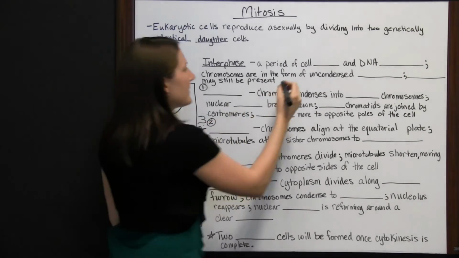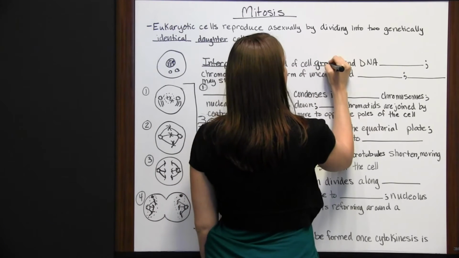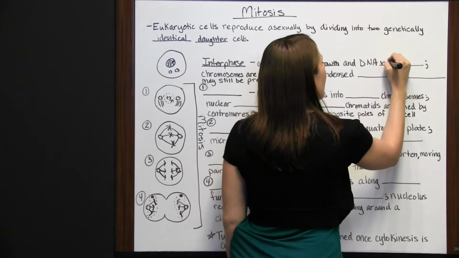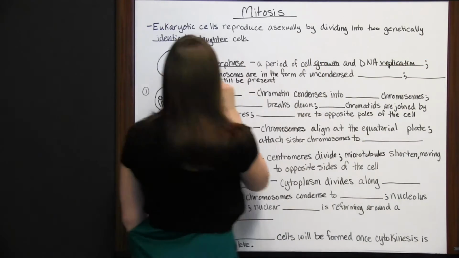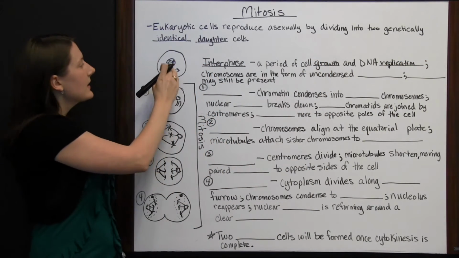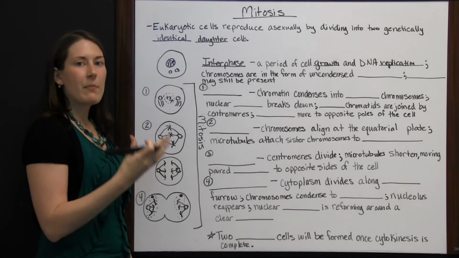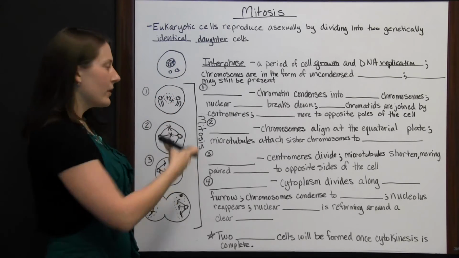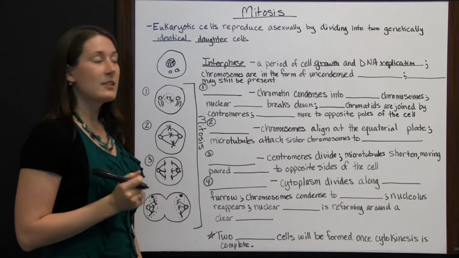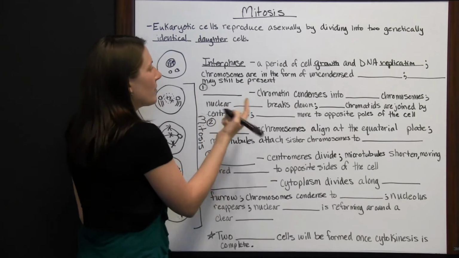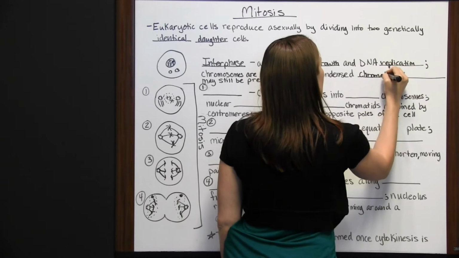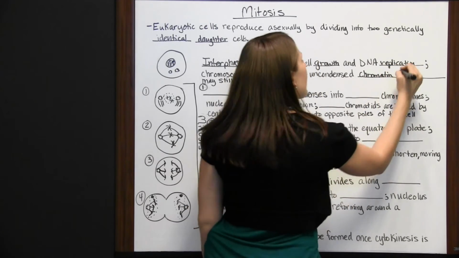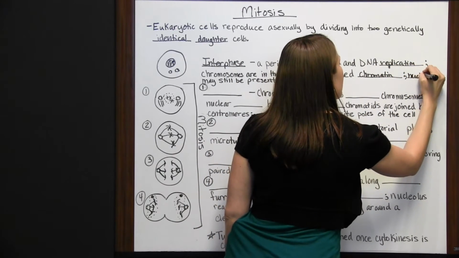It's a period of cell growth and DNA replication. So the cell gets a little bigger, the nucleus gets a little bigger, the DNA replicates, so there's more of it for the mitosis that's about to happen. Chromosomes are in the form of uncondensed chromatin. And the nucleolus may still be present.